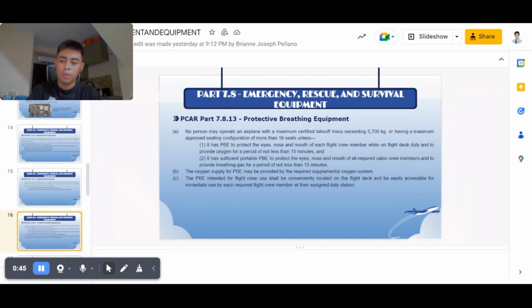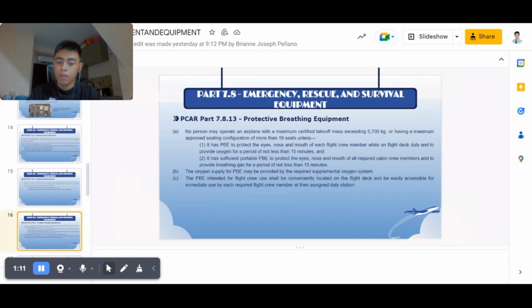Hindi porket malaking eroplano, eh, dapat mabigat na rin siya. As much as possible, ginagaanan natin yung eroplano para mas maging efficient yung flying natin. But unless the PBEs has protection for the eyes, the nose, the mouth, and each flight crew member while on flight deck duty, and to provide oxygen for a period of not less than 15 minutes, ibig sabihin, pwede naman siya. Basta, lagyan lang tayo ng precautionary measures.